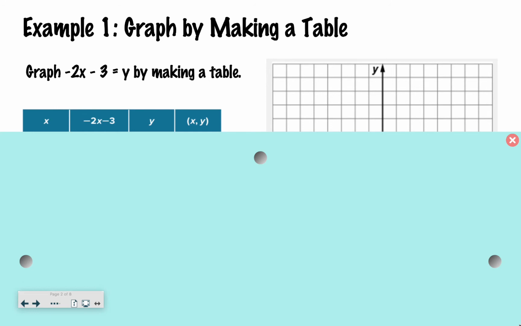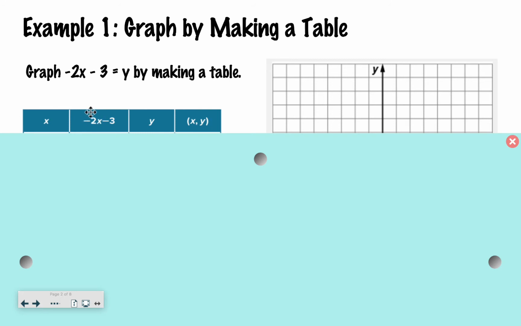So we're going to practice graphing negative 2x minus 3 equals y by making a table. This is something that you've done for the past couple of years, so hopefully it won't feel too difficult to do, and it'll feel more like a refresher than learning something new. The way we set up a table is we say x, y, and then we write our answer as an ordered pair.